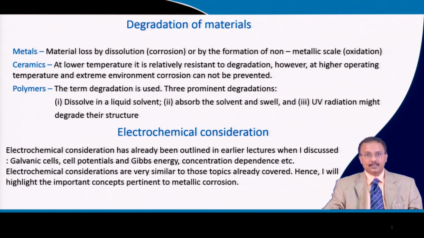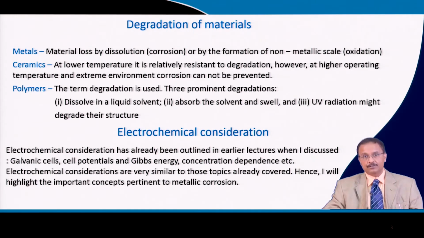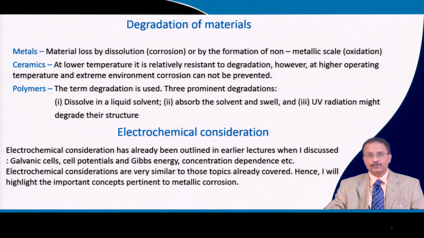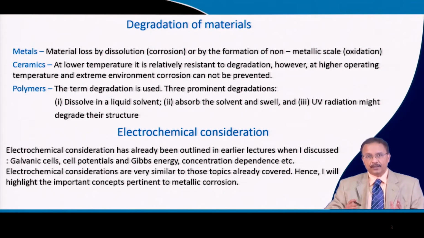So, first let us take this electrochemical consideration, and as I told you, this has already been outlined in earlier lectures when I discussed the galvanic cell, cell potential, Gibbs energy, concentration dependence, etc. So, electrochemical considerations are very similar to those topics already covered. Only the important outcomes will be highlighted in this particular lecture, which are relevant to the corrosion of metal.